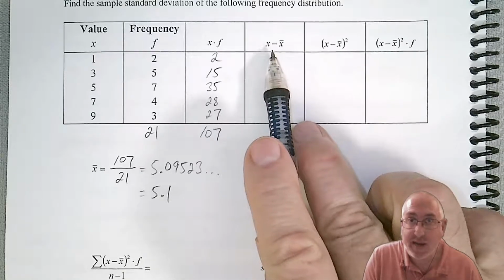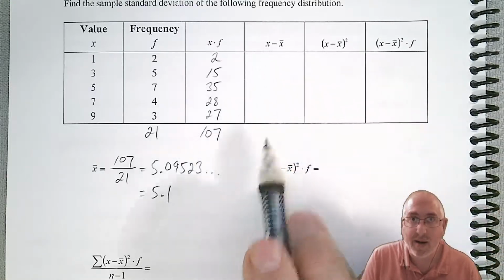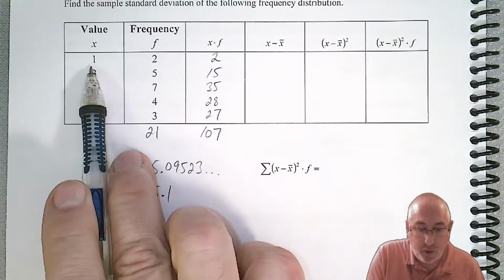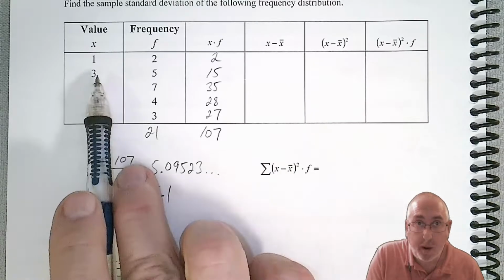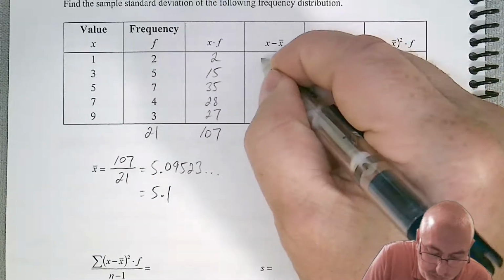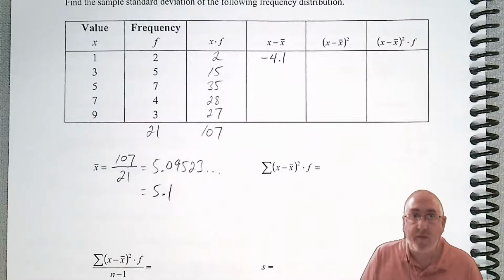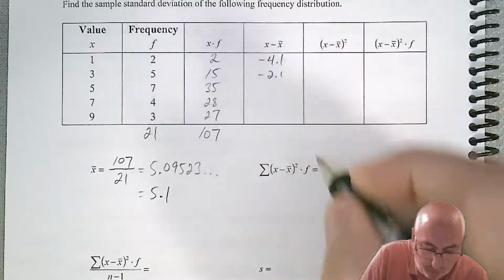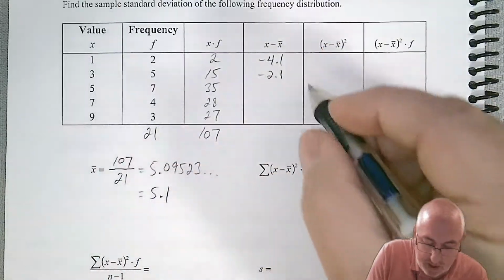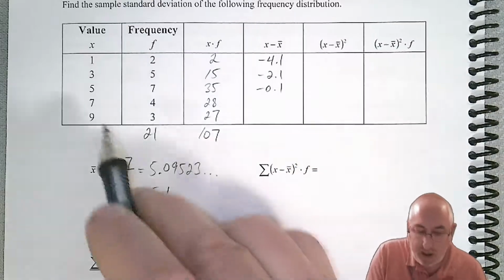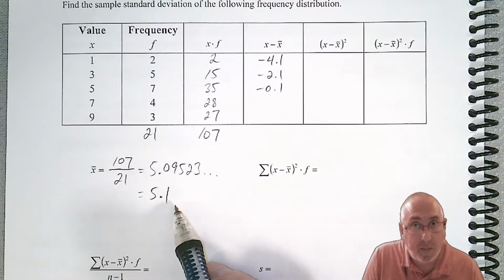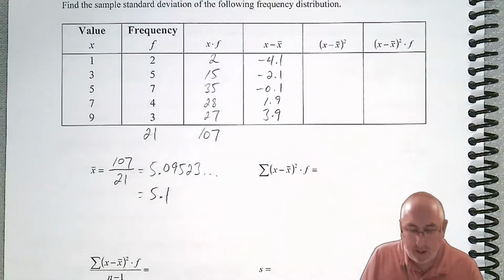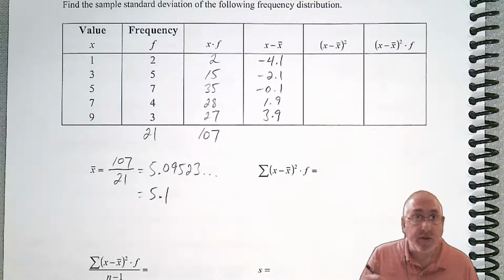Step 2, remember, is subtract. And that's what this next column wants. So we need to subtract the mean from all of those values. So again, the value minus the mean. So 1 minus 5.1 will be a negative 4.1. 3 minus that, negative 2.1. 5 minus that, negative 0.1. And now the numbers are bigger, so we do get positive answers. So 1.9 and 3.9. Okay, so there's step 2.